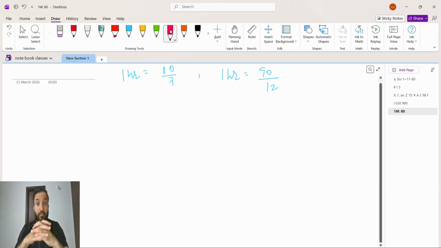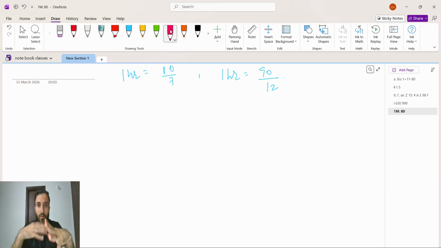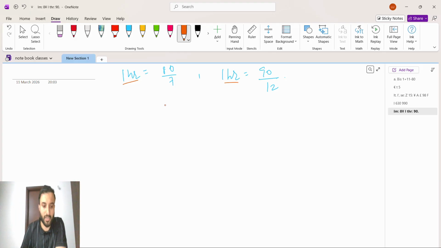What do we know? Ratio is what? We compare two or more quantities, but a very important thing is that they should be of the same kind and the same unit. So that's why I kept them in the same unit: 1 hour, 1 hour. So the ratio is what? Anand's ratio to Pramod's. So Anand's is 80 by 7 divided by Pramod's, which is 90 by 12.